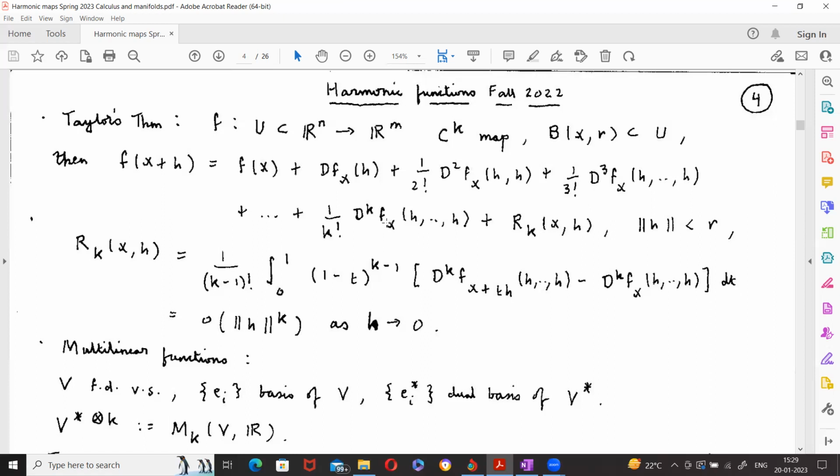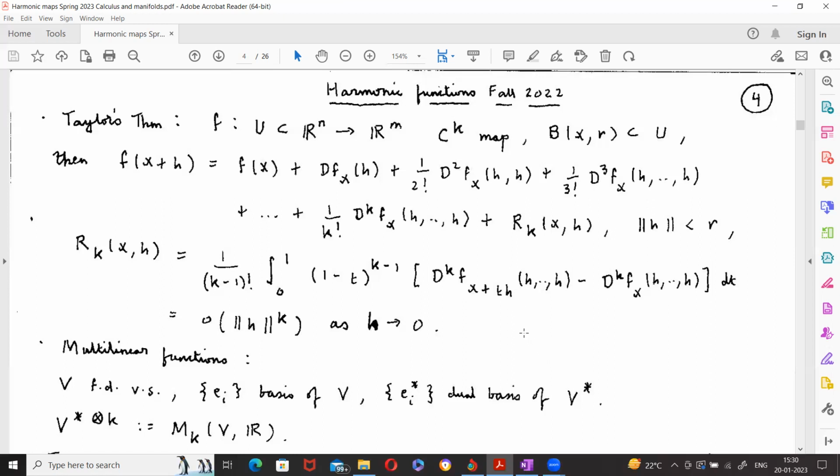This kth term is actually going to be a polynomial of order k in the coefficients of h. That will be of order norm h to the k. So this remainder term is small compared to the last term.